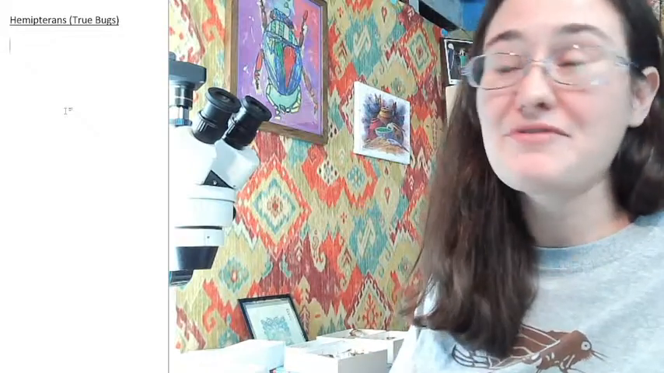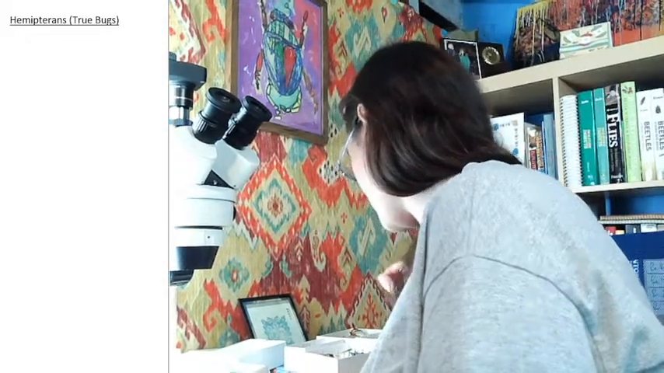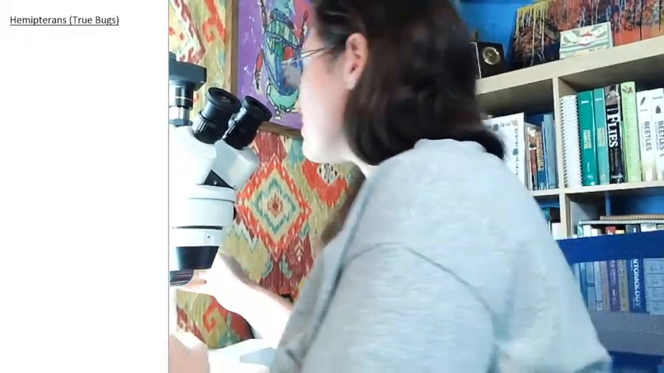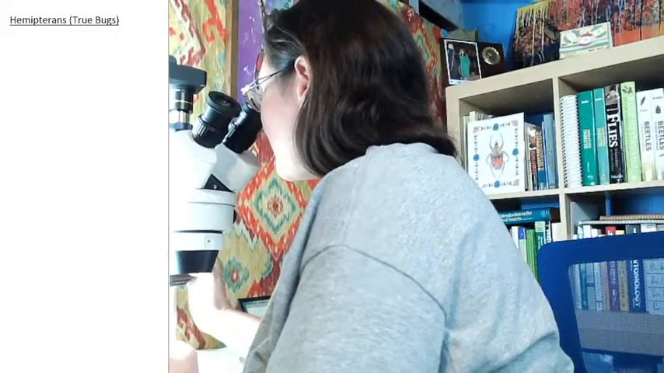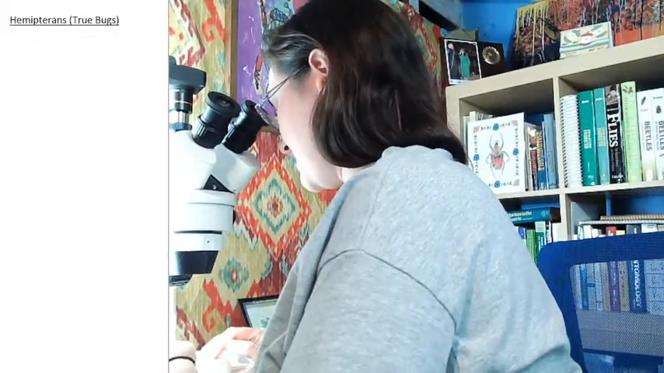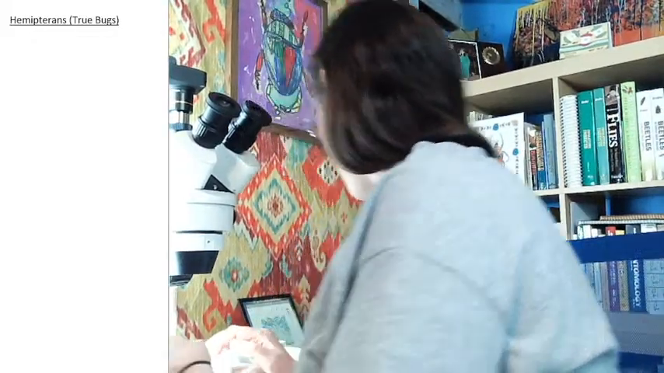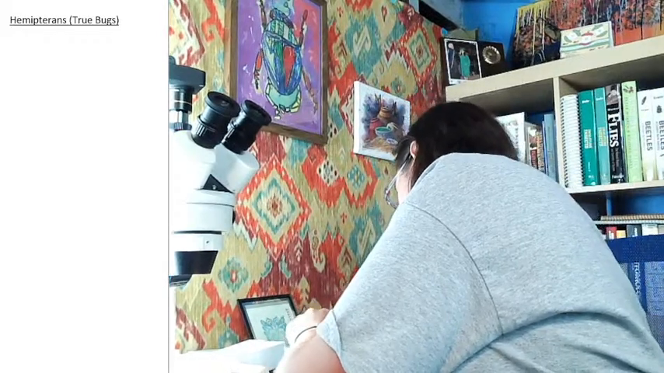Hemipterans are all of the true bugs. A true bug is actually a type of insect, right? Just like a butterfly is a type of insect or a beetle is a type of insect, a true bug is a type of insect with a piercing and sucking mouth part. All of the insects that we are going to be looking at today have piercing and sucking mouth parts.